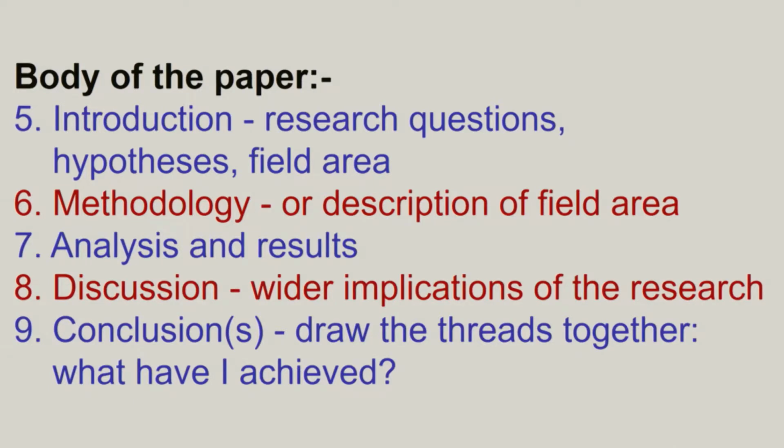And by and large, it's often easy to work out who an author is, even if they're not named on the piece of paper that you get. So, the body of the paper will probably go through a series of logical sections, which will be something like this. We introduce the research questions, we state any hypotheses, and perhaps we explain the field area or the laboratory technique, depending on whether we're dealing with data derived from fieldwork or from a laboratory experiment or something like that.